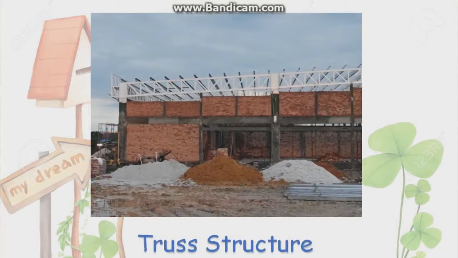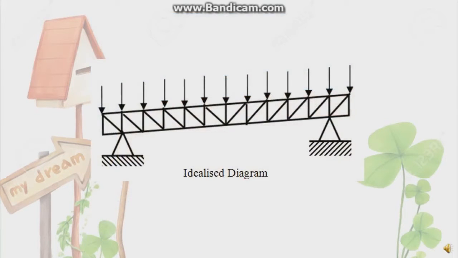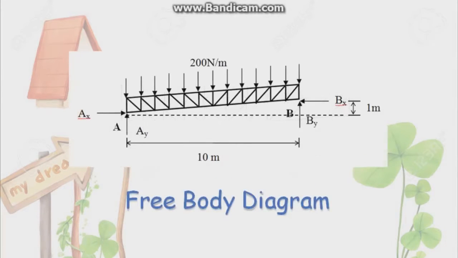This is an example of a truss structure I captured from a construction site. And this is the idealized diagram of the structure. As you can see, there are two pin supports in this structure. This is the free body diagram of the structure.